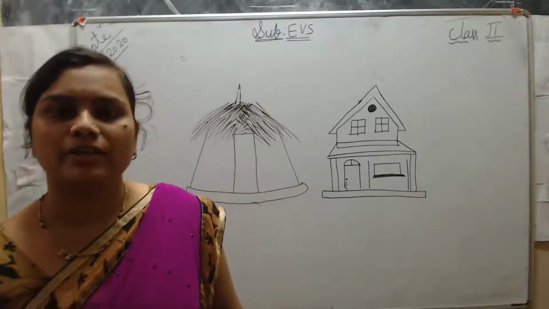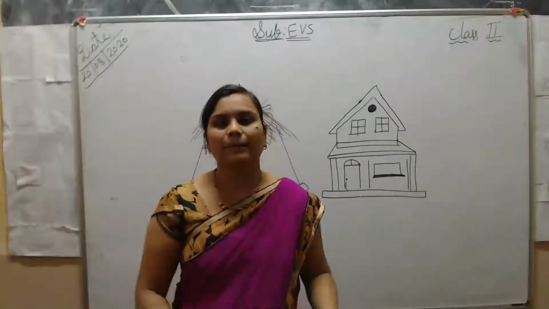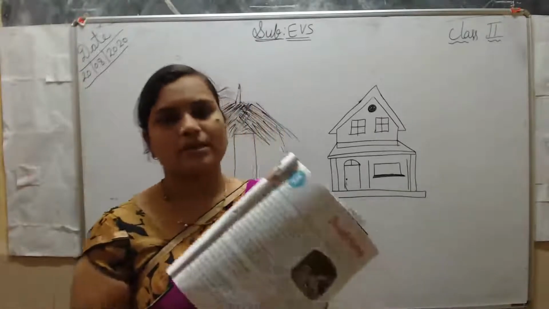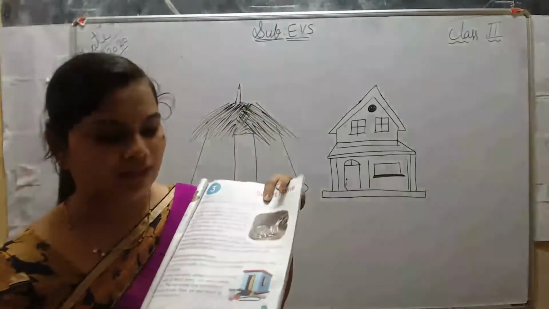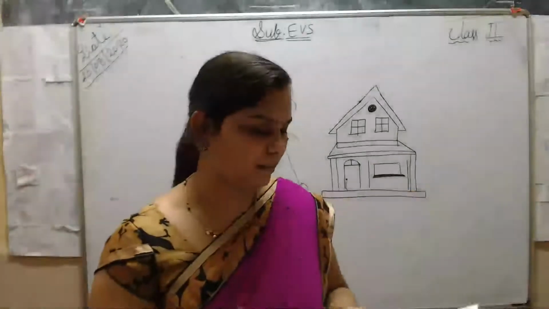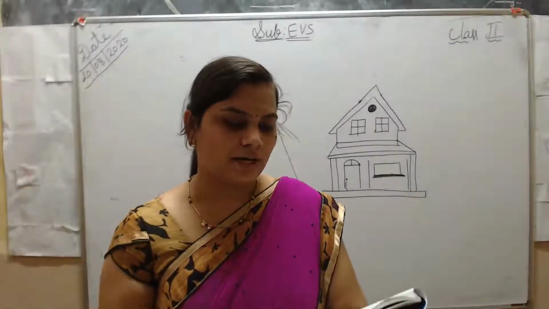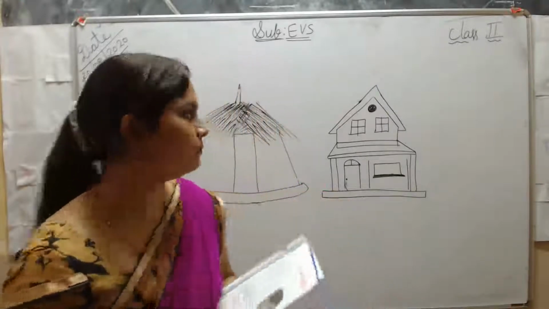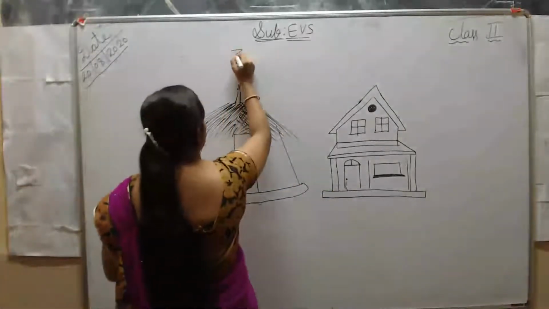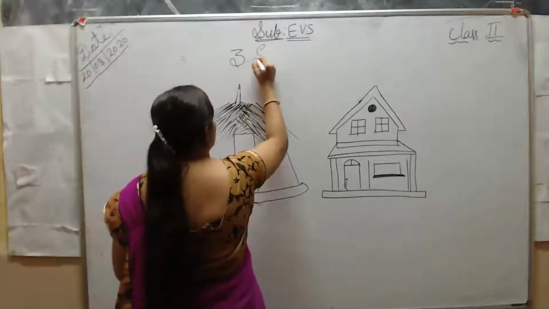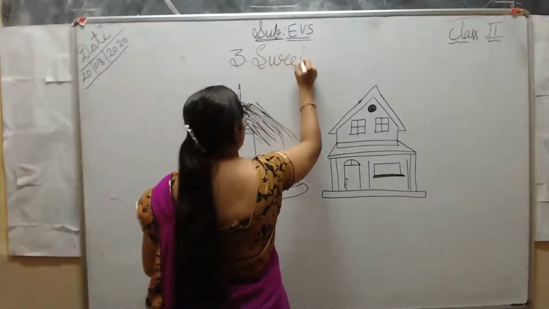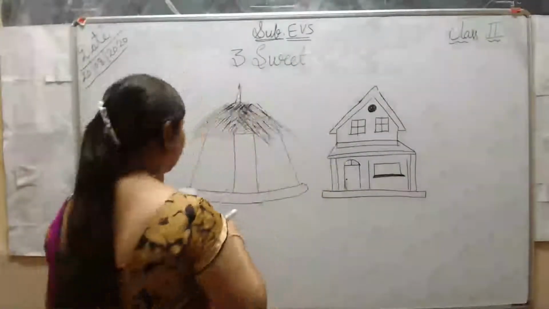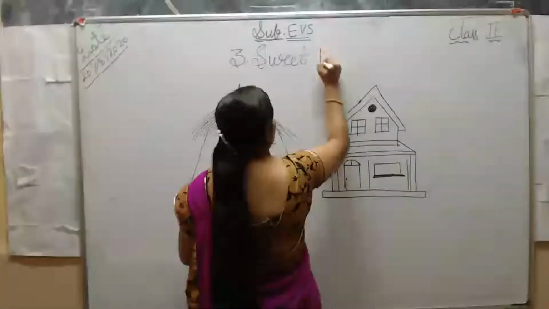Today, I'm going to teach you different types of houses. That's lesson number 3, Sweet Home. Open page number 17 in your reader. The third chapter's name is Sweet Home.